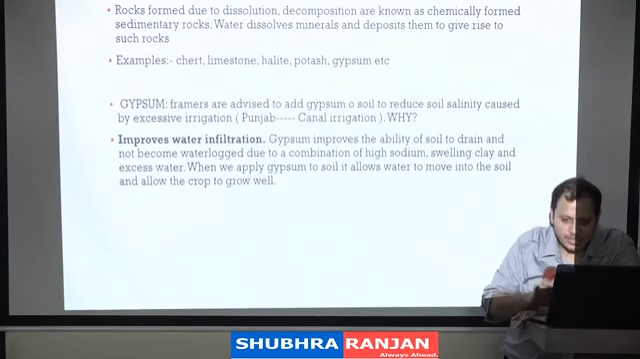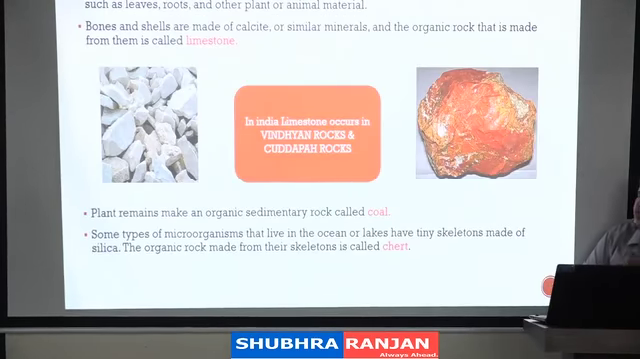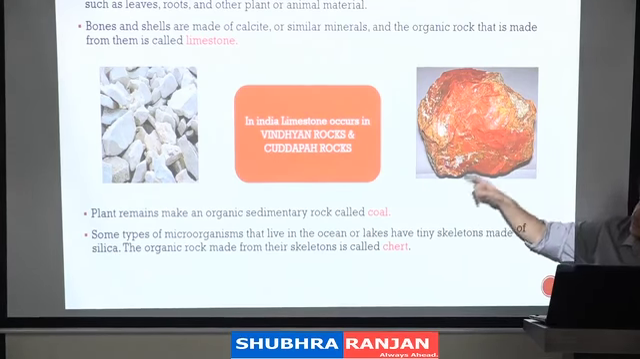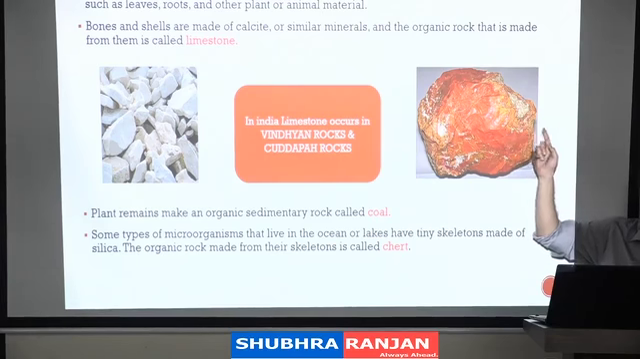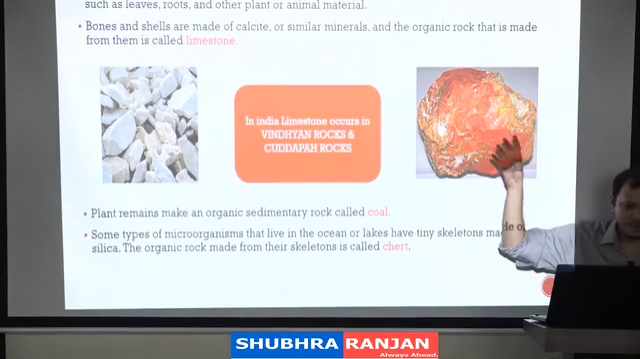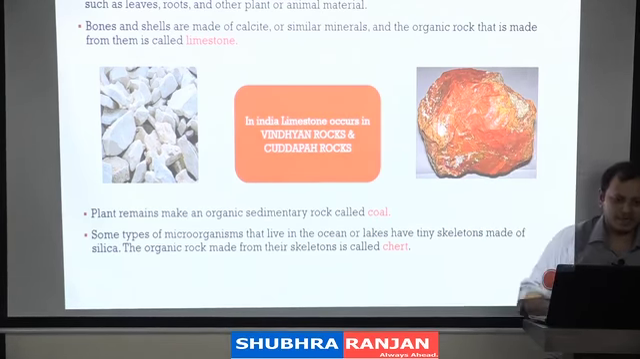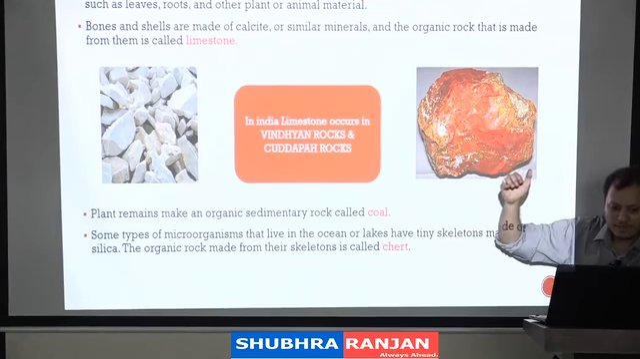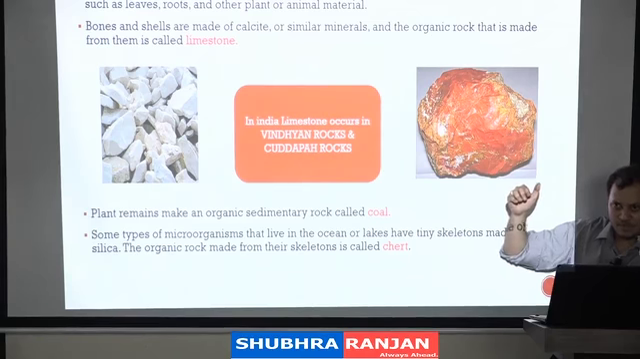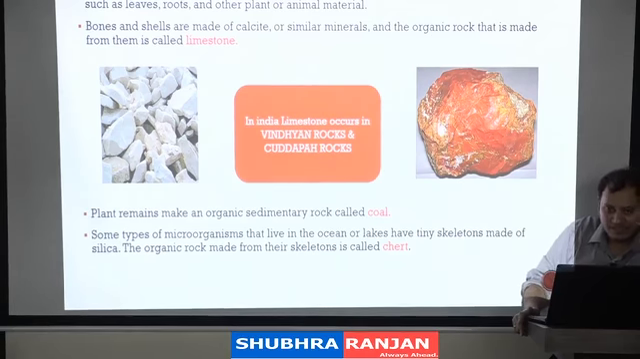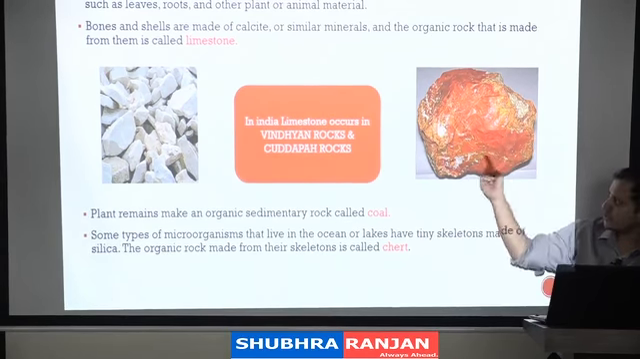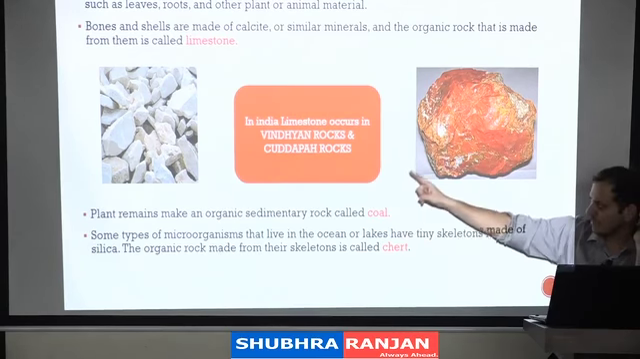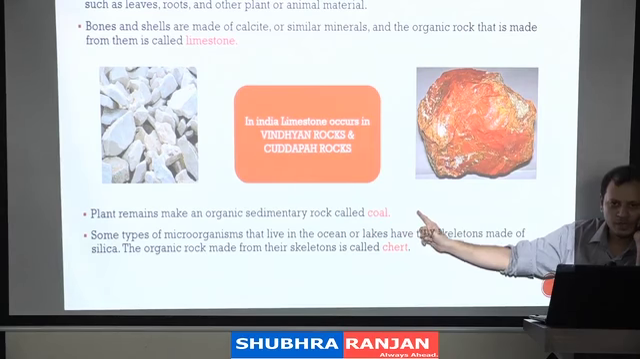Now coming to the organically formed sedimentary rocks. That is an example of limestone. Organic sedimentary rocks are due to the accumulation and lithification of organic debris. Debris means any broken particle. Bones and shells, limestone. But marine microorganisms which are rich in silica will form this rock जिसको हम कहेंगे chert. Coal तो आपको सबको पता है. So limestone, chert and coal are the best examples.